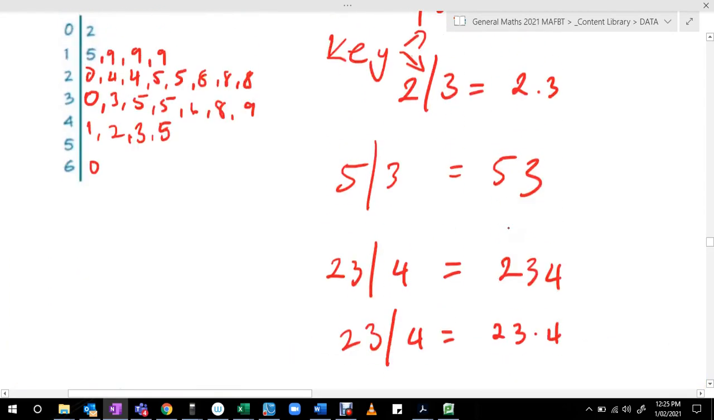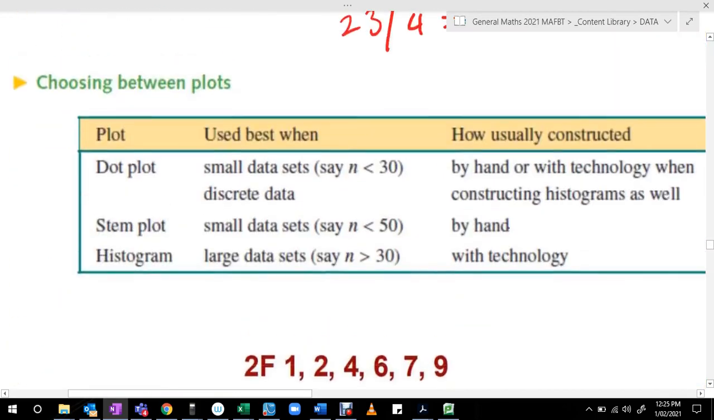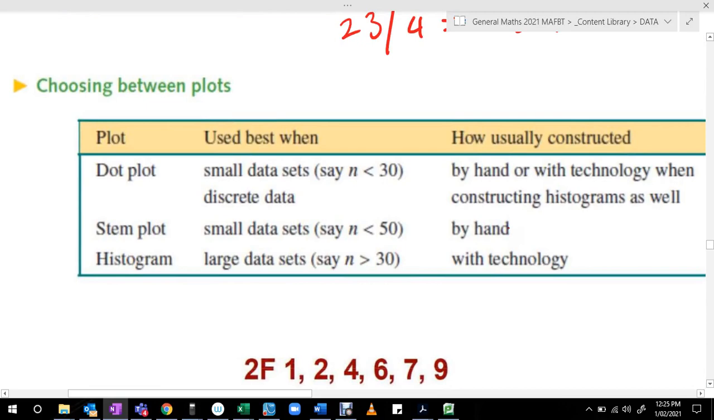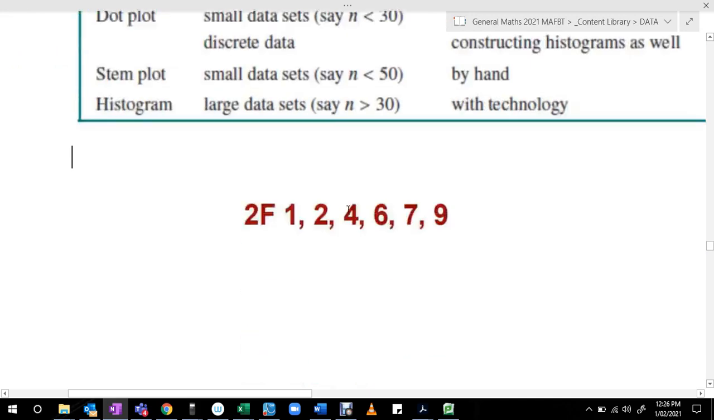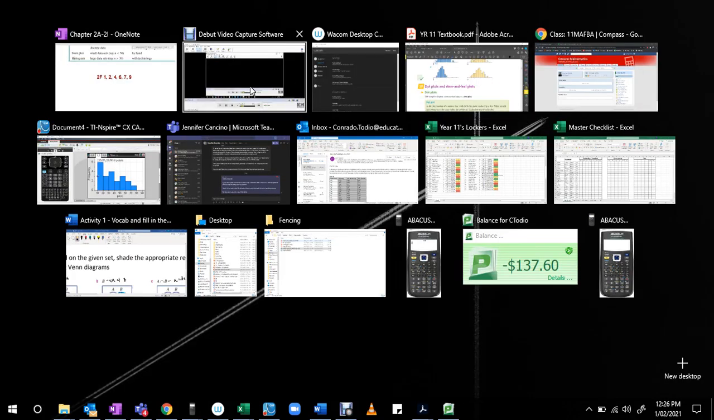All right, let's go to the next one. So choosing between what plots you should use. If it's a small number of data, just use a dot plot. If it's less than 50, it says here, use a stem and leaf plot. But if you have a lot of numbers, use a histogram. But basically, dot plots and stem and leaf plots, you can do by hand. But if it's a lot of numbers, use your histogram and use your calculators. Okay, sweet.